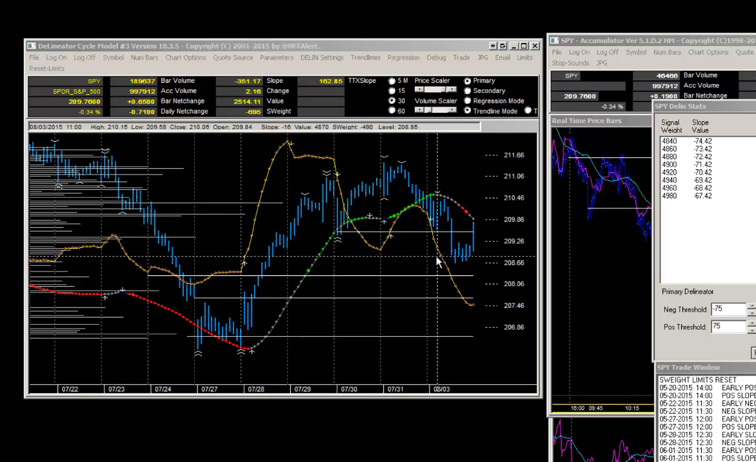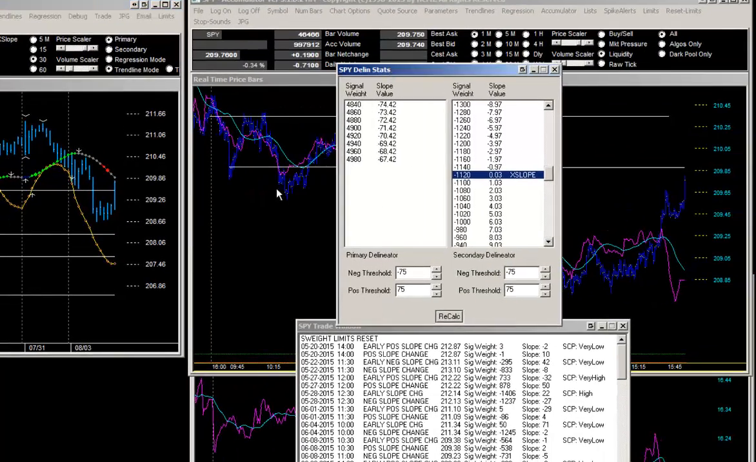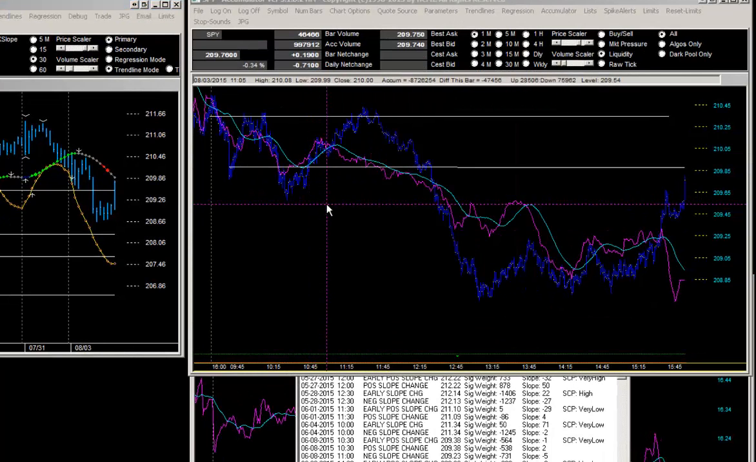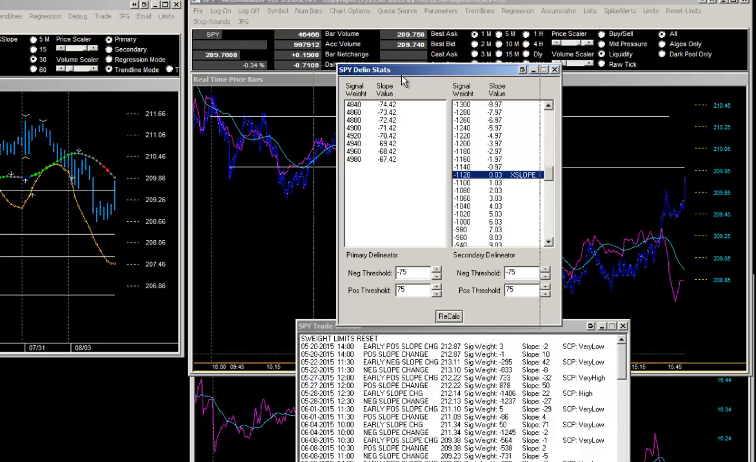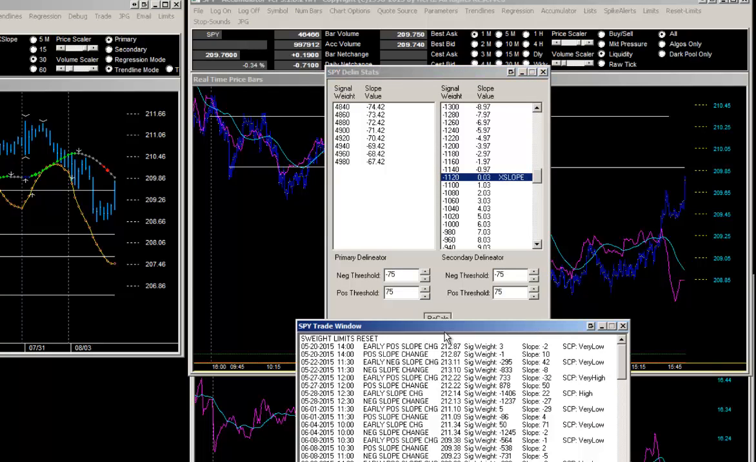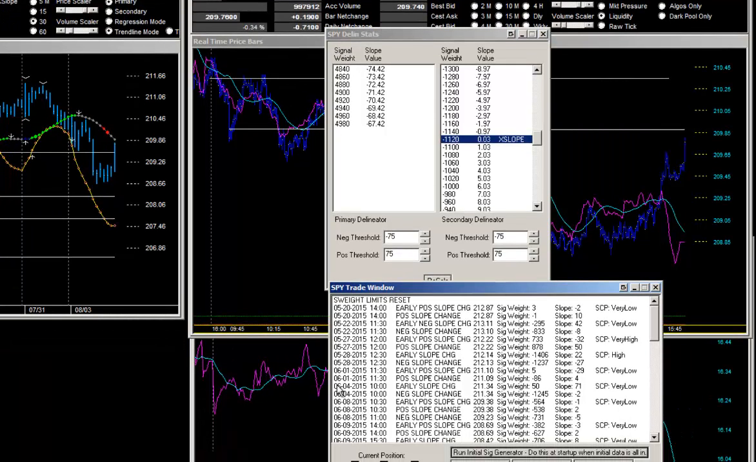Then the slope change occurs at 11 o'clock. So let's move to 11 o'clock. And 11 o'clock is right there. So we'll cover up what happens after that. And we can see that the VXX is still staying flat.